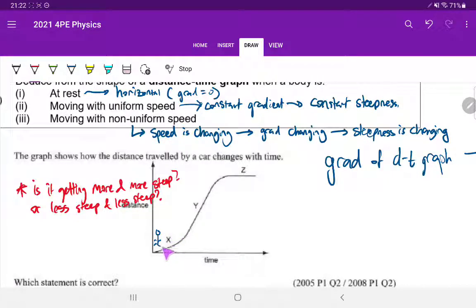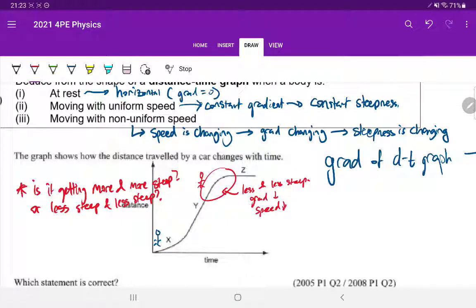So in this case, the steepness is getting more and more steep as you go along, which means the gradient is getting larger, which means the speed is increasing, right? So non-uniform speed, the speed is increasing. What about this region here? As you walk from left to right, can you see that it's getting less and less steep? It's getting less and less tiring to climb this hill. So if it's less and less steep, that means that the gradient is decreasing, which means the speed is also decreasing.